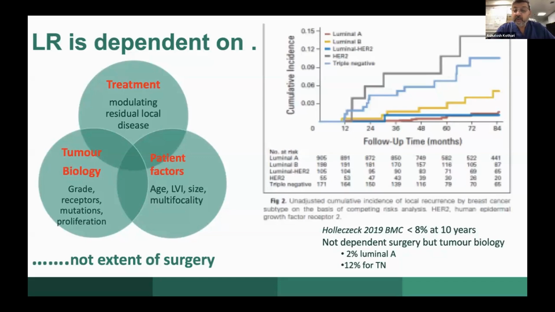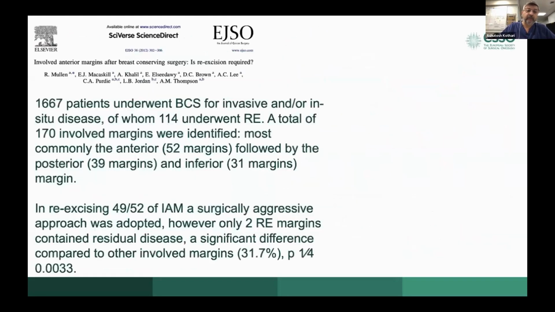But for luminal A's, it's only 2%, whereas it's 12% for triple negatives. So biology and the treatment response to biology play a huge role in how a tumor will behave 10 to 15 years down the line, despite surgery, extensive surgery, and radiation. There is enough data to show that if you discount radiation and surgery, even systemic therapy has a huge impact on local recurrence rates, which basically underlines the fact that biology is important.